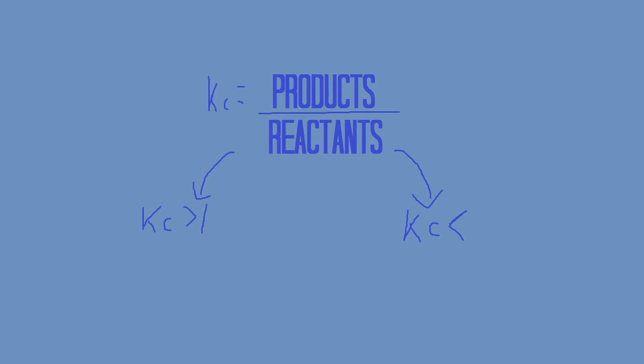The value of Kc gives us an insight into the position of the equilibrium. If the equilibrium favours the forward reaction, the concentration of products will be greater than the concentration of reactants, which means that the value of Kc will be above 1, because the numerator is bigger than the denominator. On the other hand, if the equilibrium favours the backward reaction, there will be more reactants than products, so the value of Kc will be less than 1. Hence we can say that if Kc is above 1, the equilibrium is shifted to the right, or if it's less than 1, it's shifted to the left.